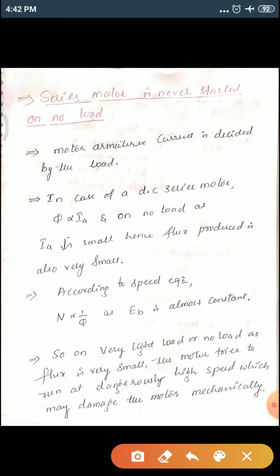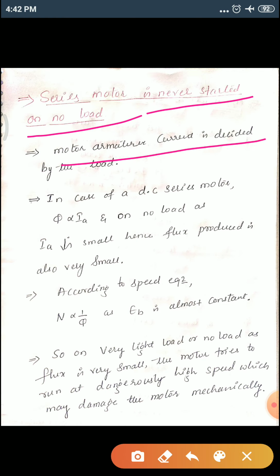As I said in the previous one, the third characteristic of a DC series motor: a series motor is never started on no load. Means if you'd like to start your DC series motor, you should put a load on that. Without a load, it reaches a very dangerous speed. Why it is so, we have already discussed. Once again we'll recollect it.